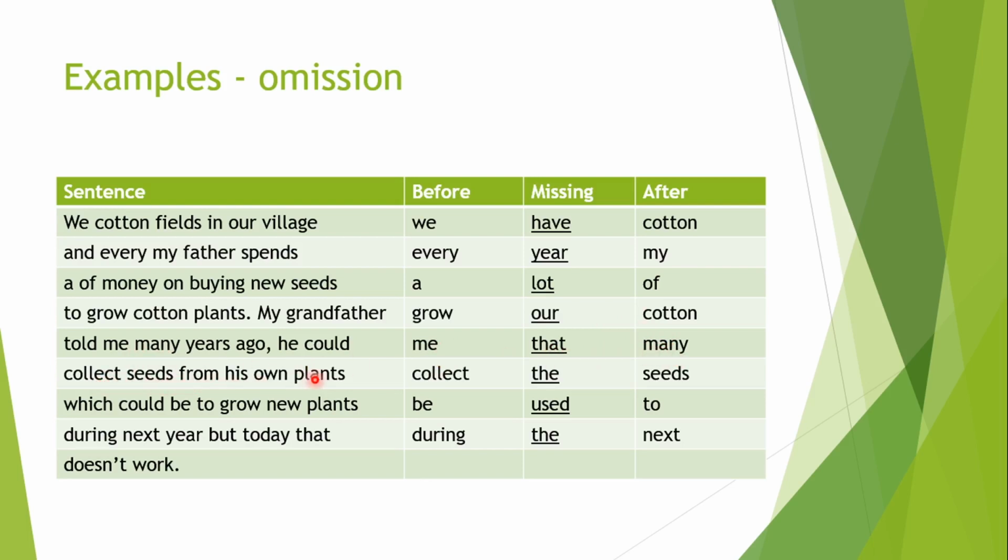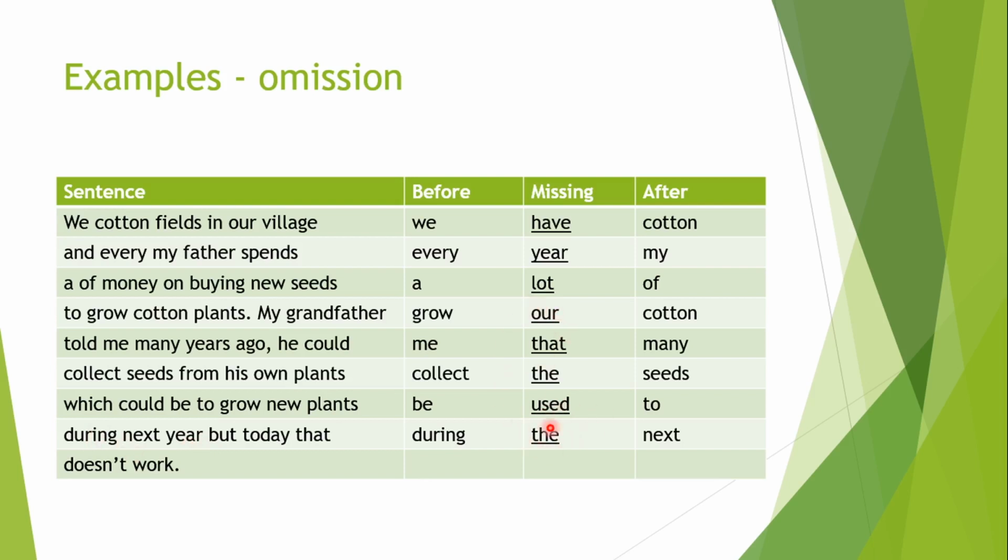Collect seeds from his own plants. Collects. Now here the seeds are particular things, so here the is missing. So collect the seeds. Which could be to grow new plants. Be what? Which could be used. So what is missing here? Used. So before used comes be, and after it comes to. So these 3 are here. During next year. During a particular year we are mentioning here, so during the next year, okay, the is missing here.